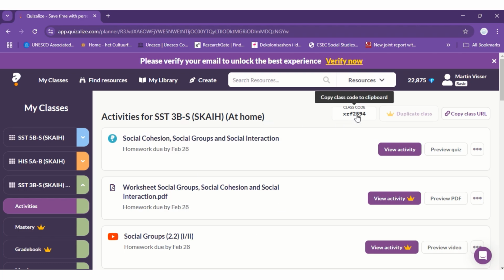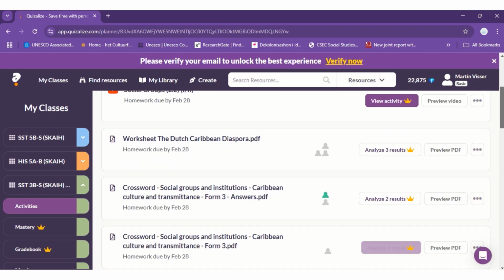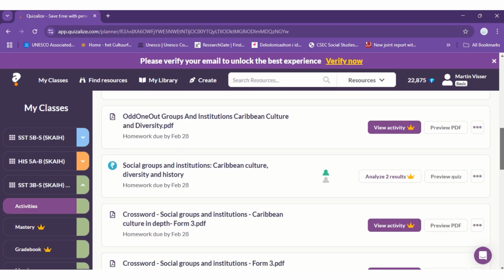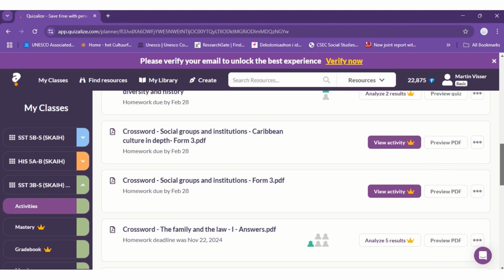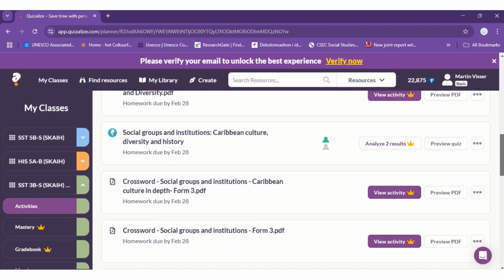The class code is XZF2594. So that is the class code of your class. And like you can see, I have some homework due until the end of February, so until actually after the next coming test week. Starting with the family, not starting with crosswords, social groups, and institutions.